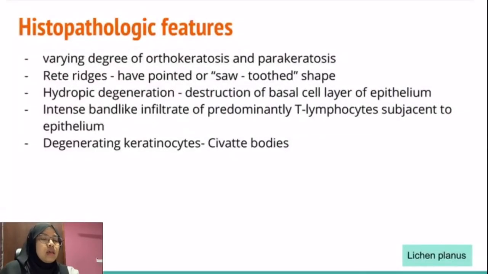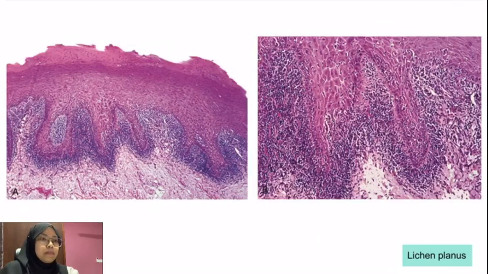Histopathologic features. It has a varying degree of orthokeratosis and parakeratosis, and the rete ridges have a pointed or sawtooth shape. There is also hydropic degeneration of the basal cell layer of the epithelium, and there is also intense band-like infiltration of inflammatory cells, especially T lymphocytes, subjacent to the epithelium, and there are also degenerating keratinocytes, which are Civatte bodies.